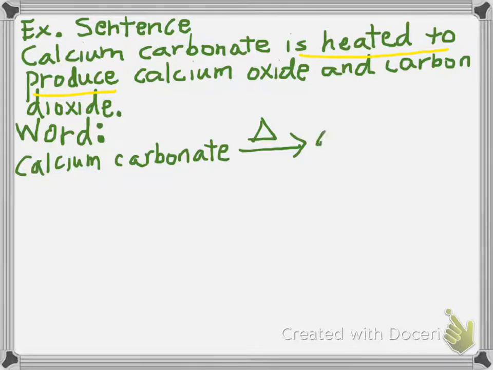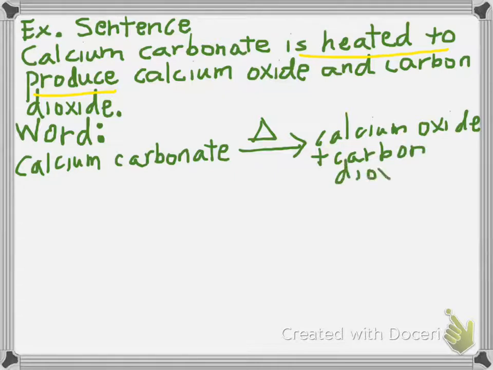And then we have calcium oxide plus carbon dioxide. Because again, remember our "and" becomes a plus sign. So now we have our word equation. Now we're going to start our skeleton equation.